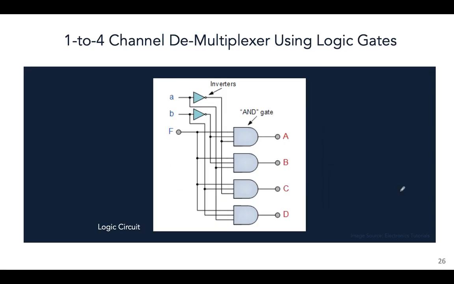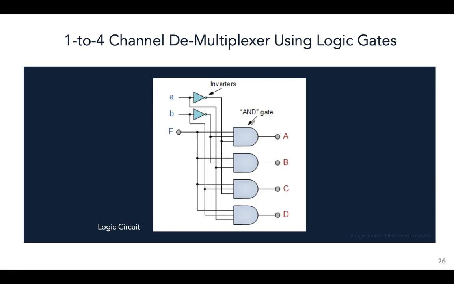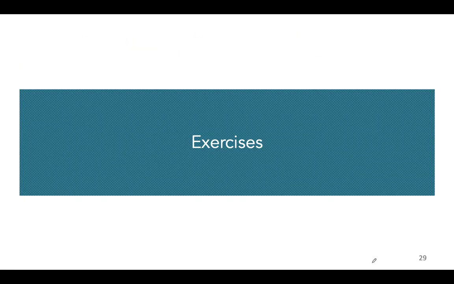All right, and this is the logic circuit for this demultiplexer. You can see again we have AND gates, we have the select lines connected through inverters, and we have a single input. The point is to decide which of these outputs is going to get this single input, and that is decided by the values of A and B according to this truth table.